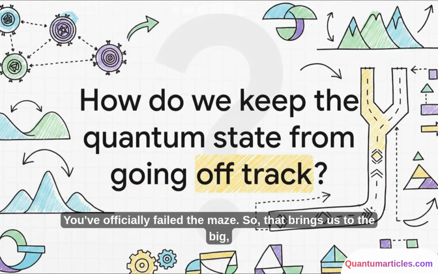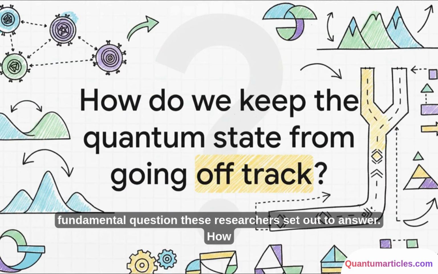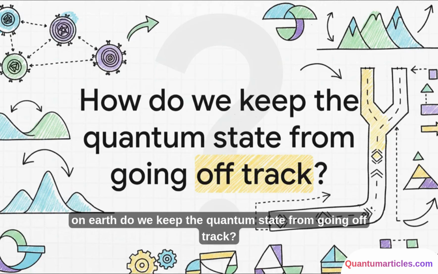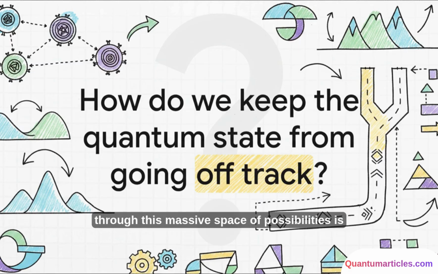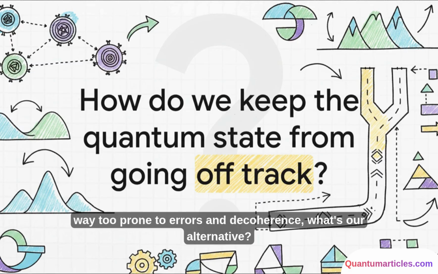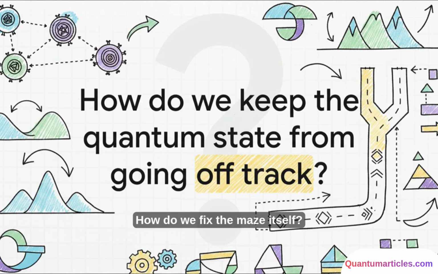So that brings us to the big fundamental question these researchers set out to answer. How on earth do we keep the quantum state from going off track? If the traditional method of just letting the quantum state wander through this massive space of possibilities is way too prone to errors and decoherence, what's our alternative? How do we fix the maze itself?